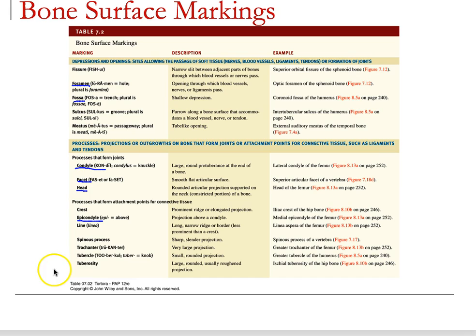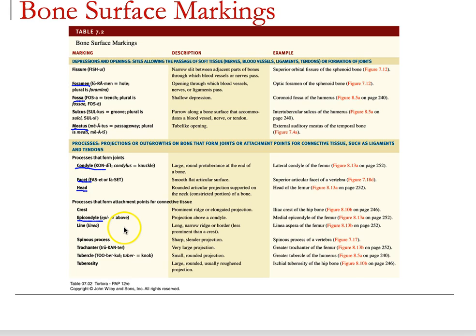Meatus is a passageway. Meatus is a tube-like opening. It doesn't necessarily mean you can see all the way through it, but if you think about, say, the ear canal, that is a meatus. The external auditory meatus of the temporal bone. That's where sound travels in and it hits that tympanic membrane.